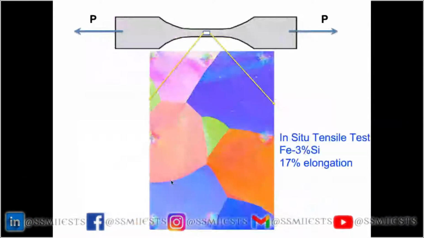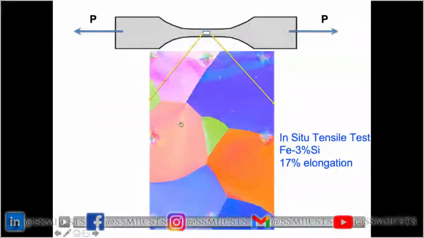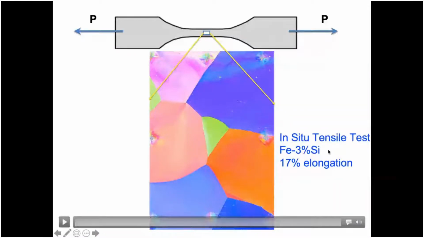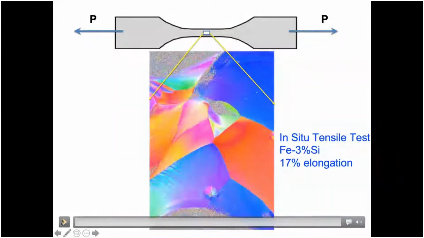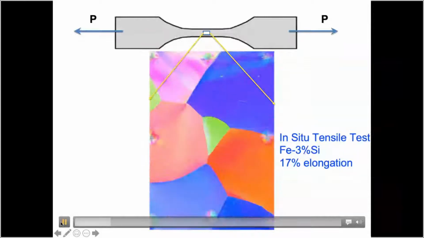I have another example. This is what is called an oligocrystal. These are very huge crystals, actually millimeter-sized crystals. This is iron 3% silicon. This is in the middle of a tensile test. We did a tensile test in the scanning electron microscope, and this is what you see. You see how grains fragment. You see that's how new grains arise.